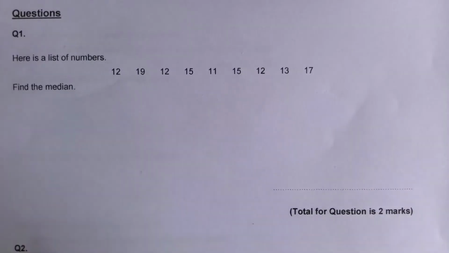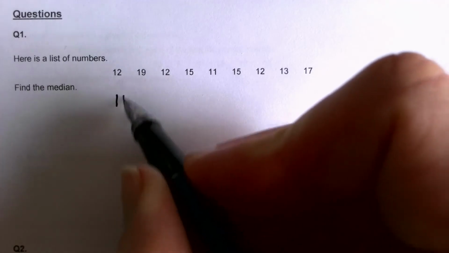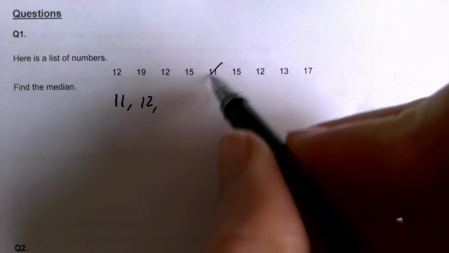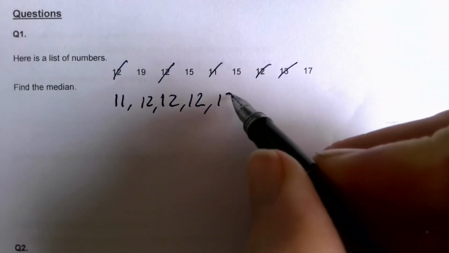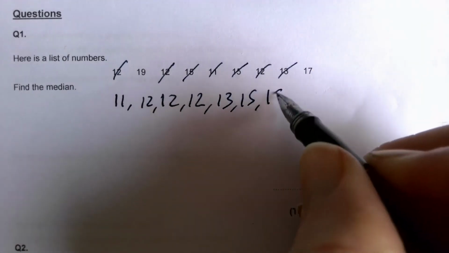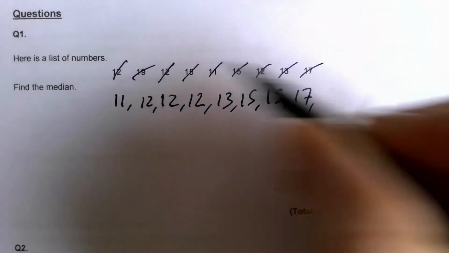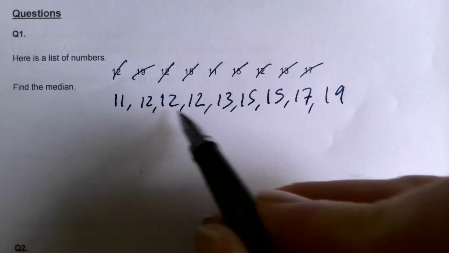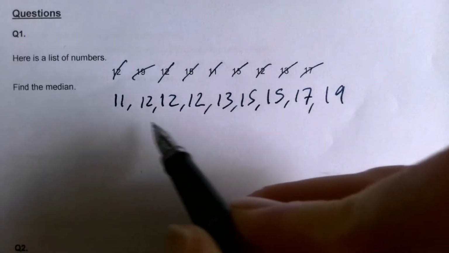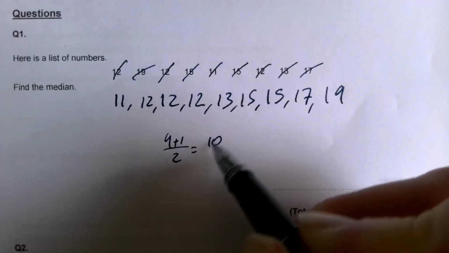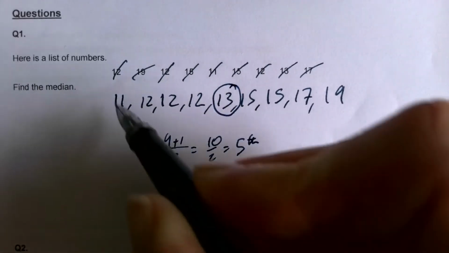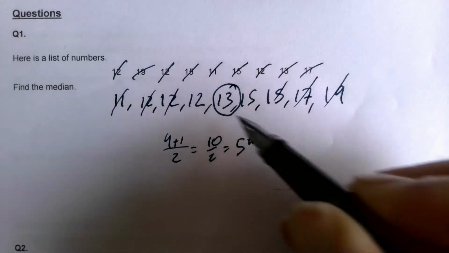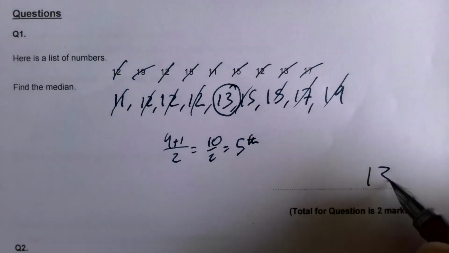Right, so here's our list of numbers. To find the median, they have to be in order, so they should be like 11, 12, 12, another 12. Notice I'm crossing them off as I go so I don't miss any. Right, there's 1, 2, 3, 4, 5, 6, 7, 8, 9. So 9 plus 1 divided by 2, 10 divided by 2 equals the 5th number. 1, 2, 3, 4, 5. Or for such a small load we could have just crossed off the smallest and the biggest until we got to there. Anyway, the answer is 13.